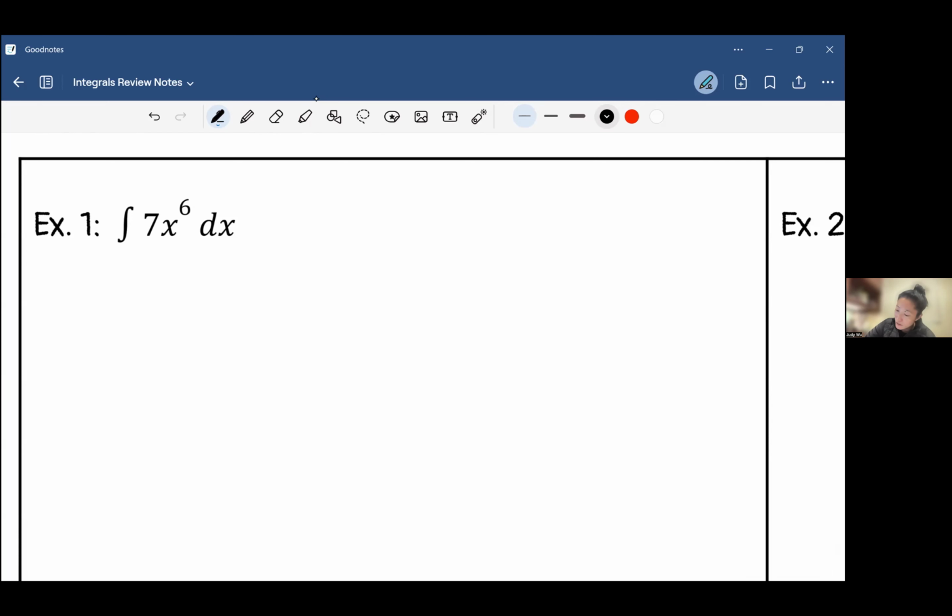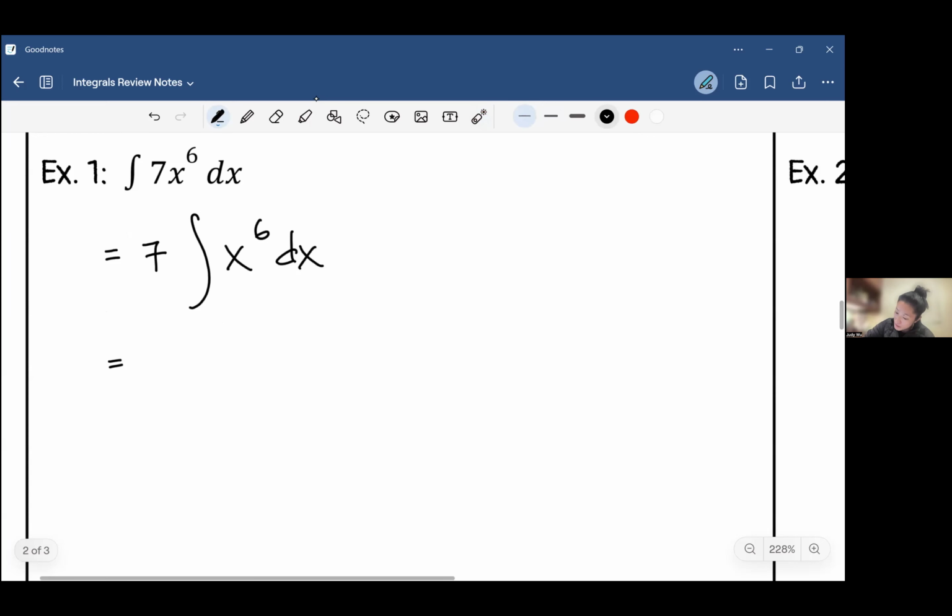We've got the integral of 7x to the 6th. Now, we don't have to, but I'm going to go ahead and pull that 7 out to the front so we can see what we mean by that constant multiple rule from the previous page. Okay, so 7 is a constant. I can pull it out to the front and then just worry about the power rule for x to the 6th.